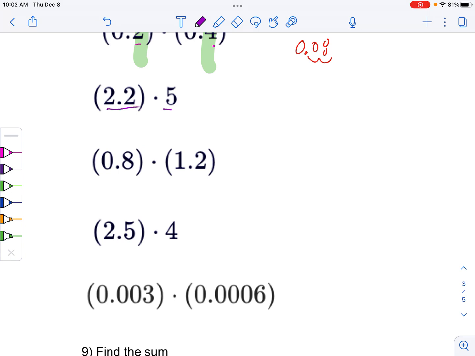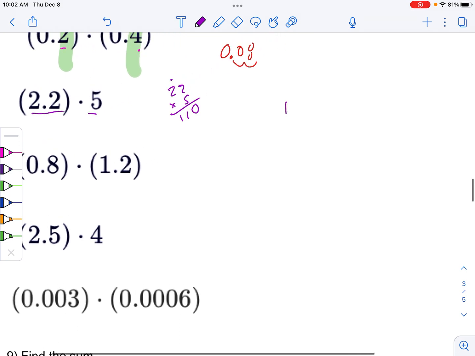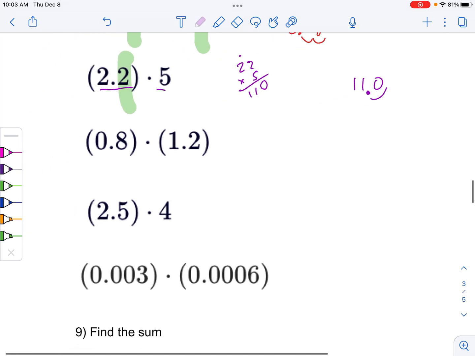So 22 times 5. All right, 22 times 5 is: 5 times 2 is 10, 5 times 2 is 10, 1, so it's 110. Watch that decimal. I only have 1, so I'm going to move it over 1 place. My answer is actually 11, or 11.0. Those mean the same thing.